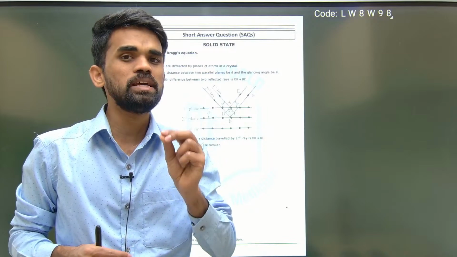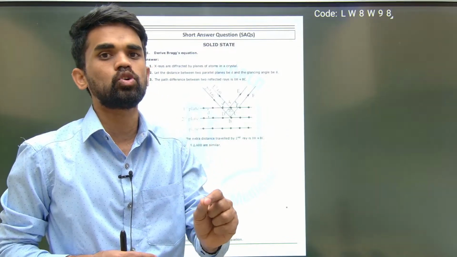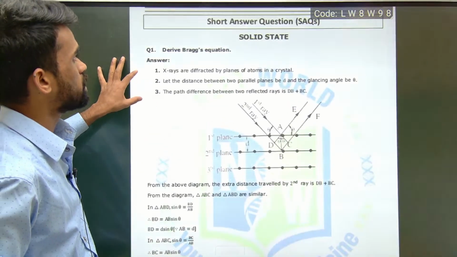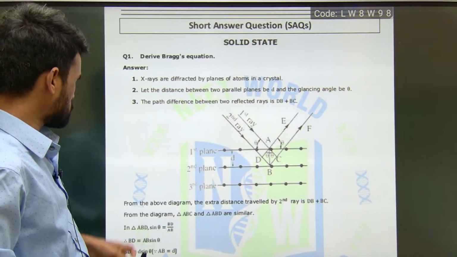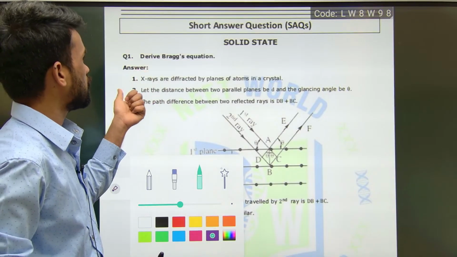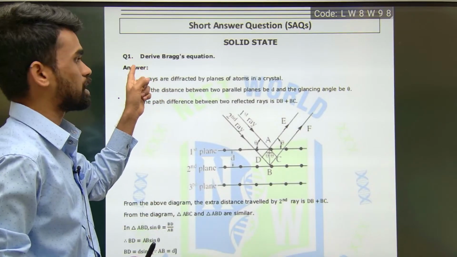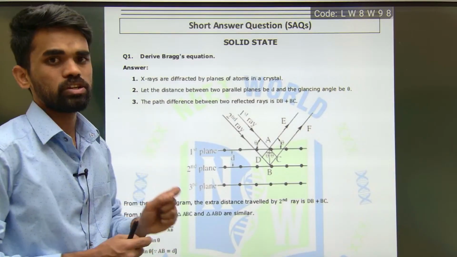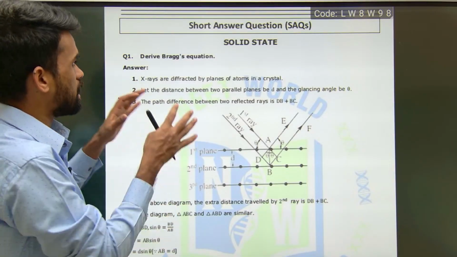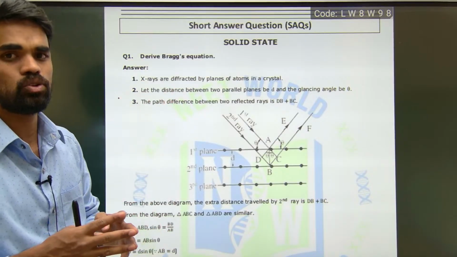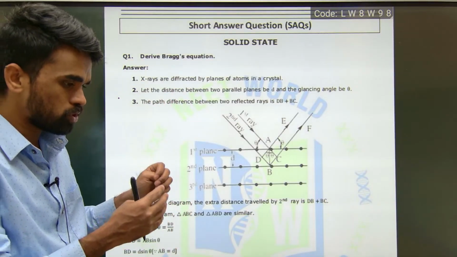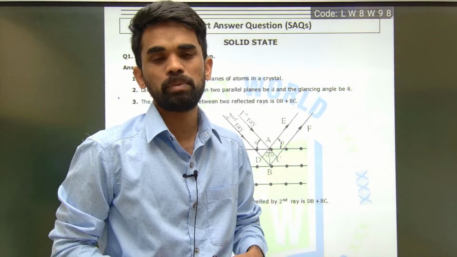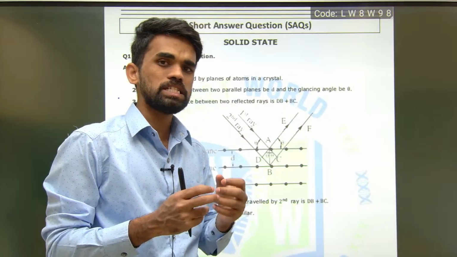And the most repeated question is this Bragg's equation question only. So for solid state 4 marks, most of the time we can get a question like: derive Bragg's equation. This is the expected question in your final exam. Let's understand this question very effectively so that it will be useful for your IPE preparation, your board exam, as well as your EAP set exam. So just follow me.